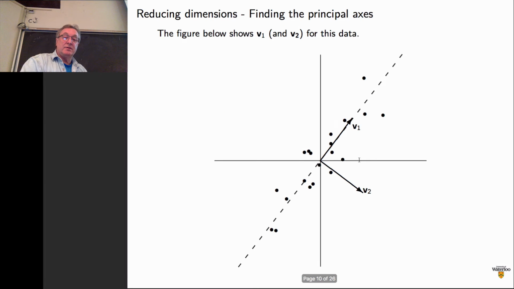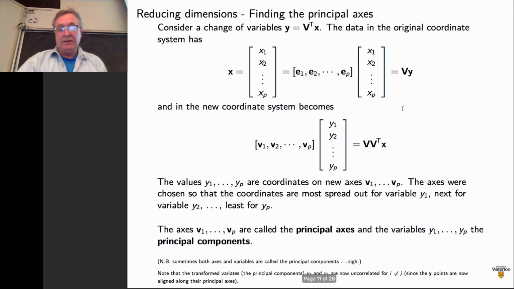So again, back to the picture. If this is x1, x2 in this coordinate system of E1 and E2, it is also equal to y1, y2 down here in the coordinate system of V1 and V2. All right? So I can change coordinate systems, no big deal. When I do that, I've actually chosen these so that the y's, the coordinates, are really spread out in the first direction, and they're least spread out in the last direction, the pth direction.